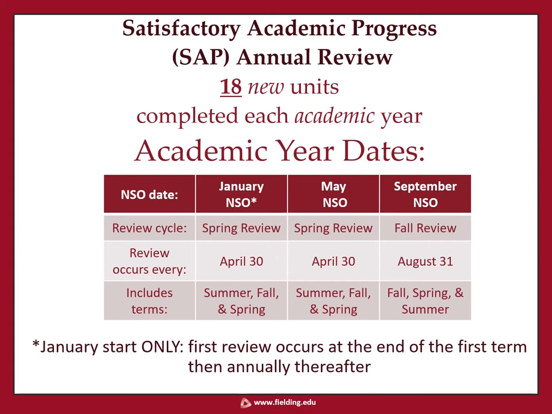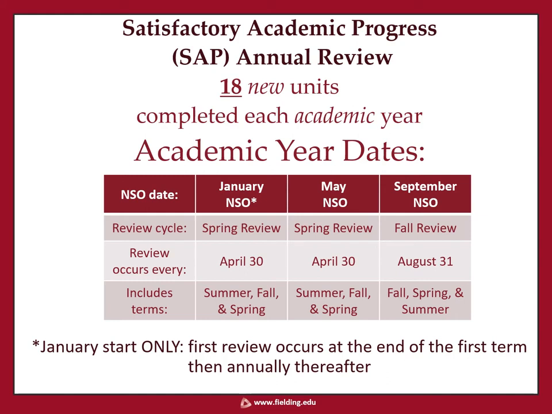If you're starting the program in January, you're a spring review, and you'll have a review after your first term and then be on the normal spring review cycle. Your review occurs after the spring term every year. Your graduate program advisor will check your progress toward the next SAP review when you meet with them. We recommend that you plan to meet with your graduate program advisor at least once a year for this reason.